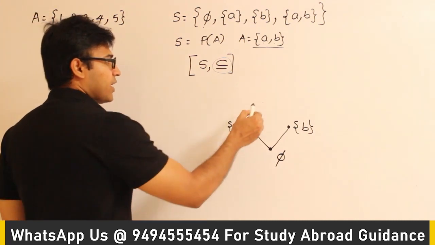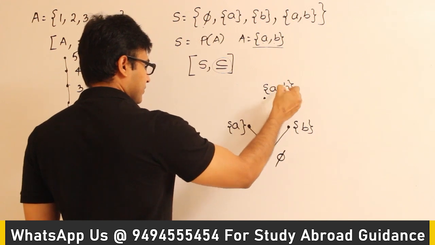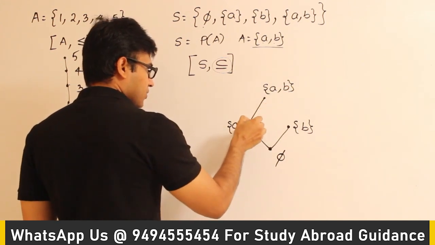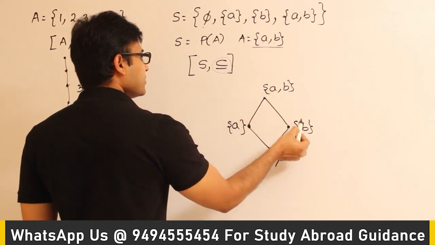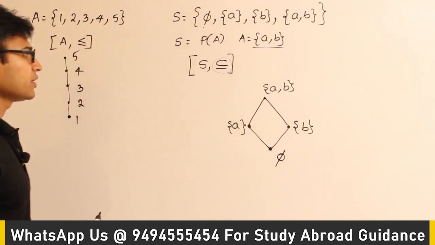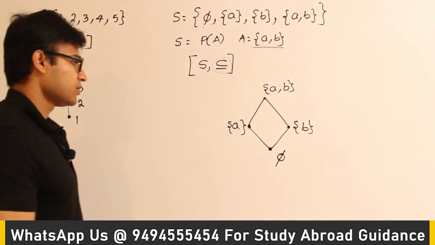And now if you have the set AB, you can have the relation like this. The reason is A is a subset of AB and B is a subset of AB. Got it? So this is how you can represent the Hasse diagrams. So let's see some more examples. With that you will understand this better.